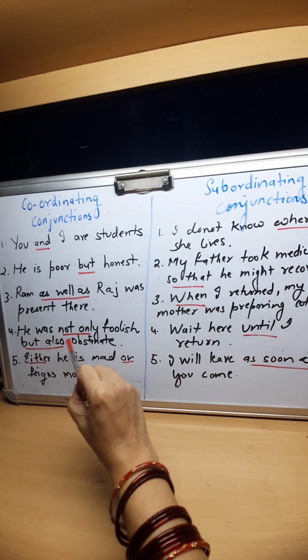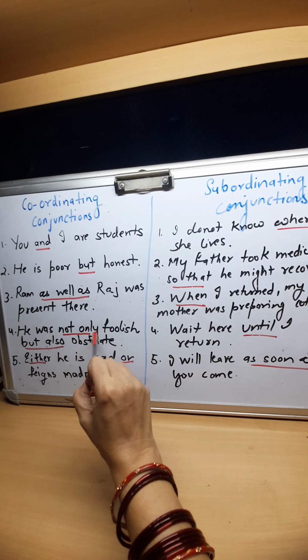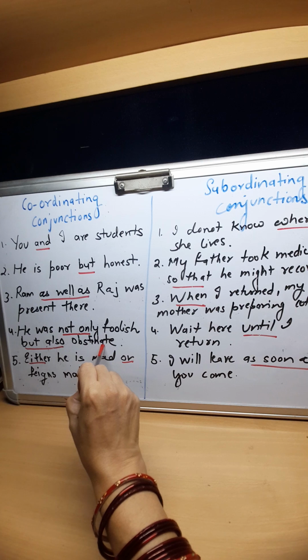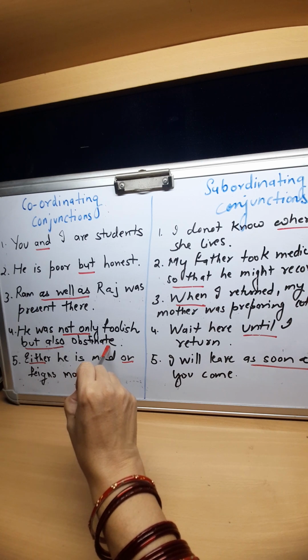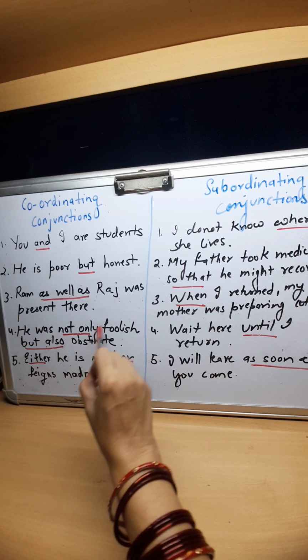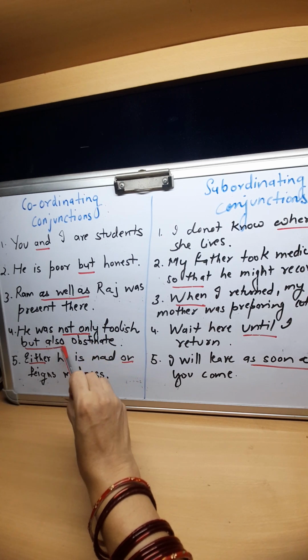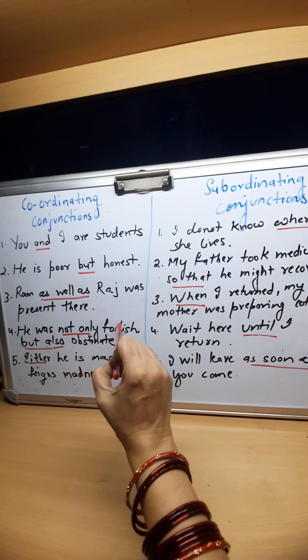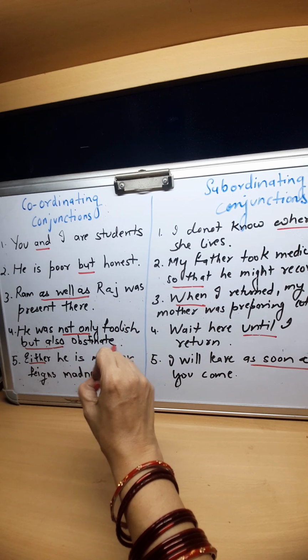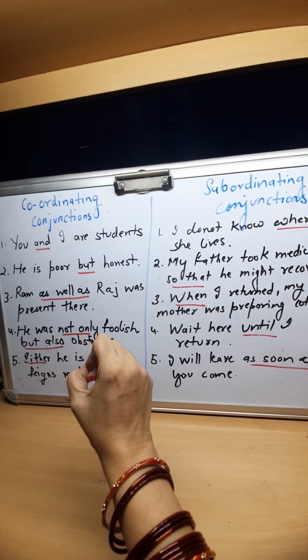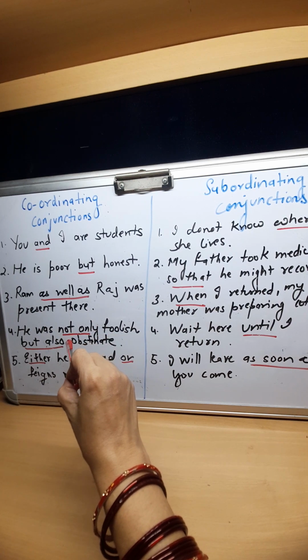Let's see the difference in the fourth sentence. He was not only foolish but also obstinate. Who is an obstinate one? Obstinate is the one who is stubborn, who is bent upon doing something which he wants to do. So he was not only foolish but also obstinate. Not only but also, again coordinating conjunctions, and foolish and obstinate, two different things. We have joined them by using these conjunctions. Nothing is dependent upon the other one for the complete meaning.